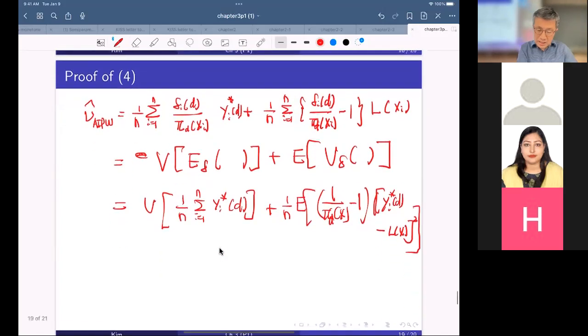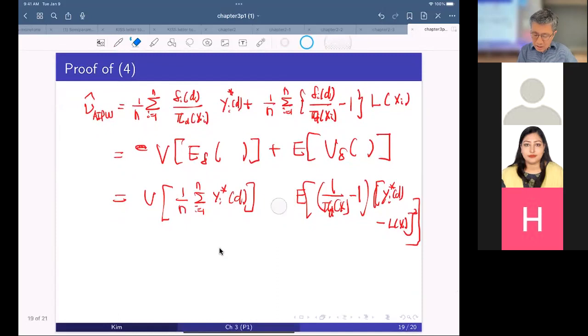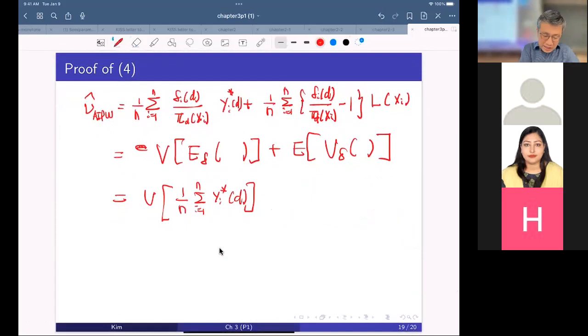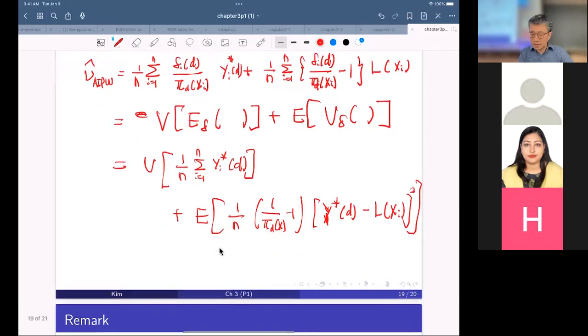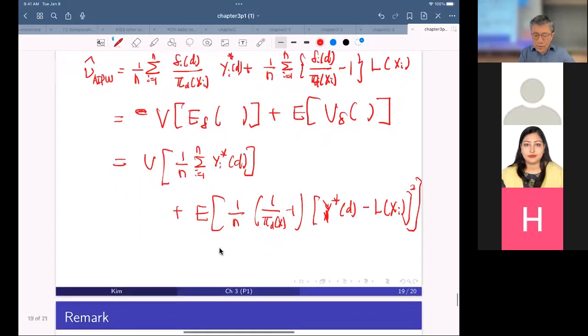Let me write it again to be more rigorous: Y star(d) minus l(X), squared. Okay, question?